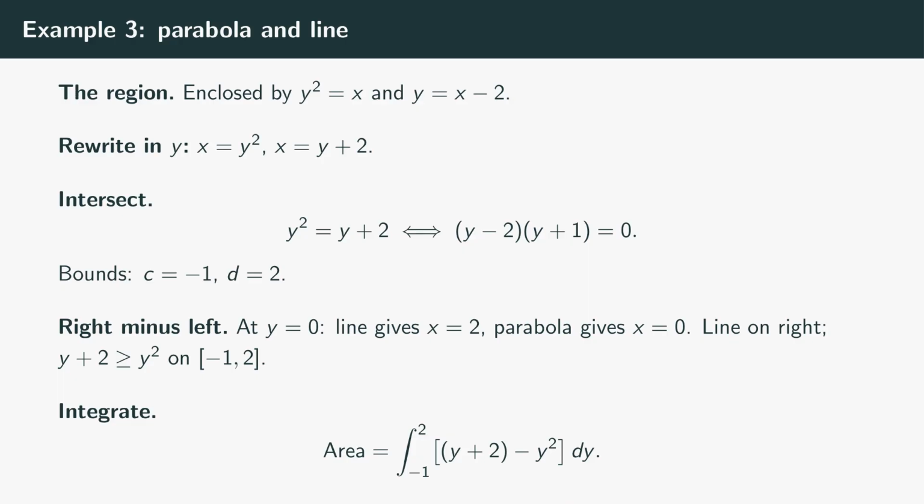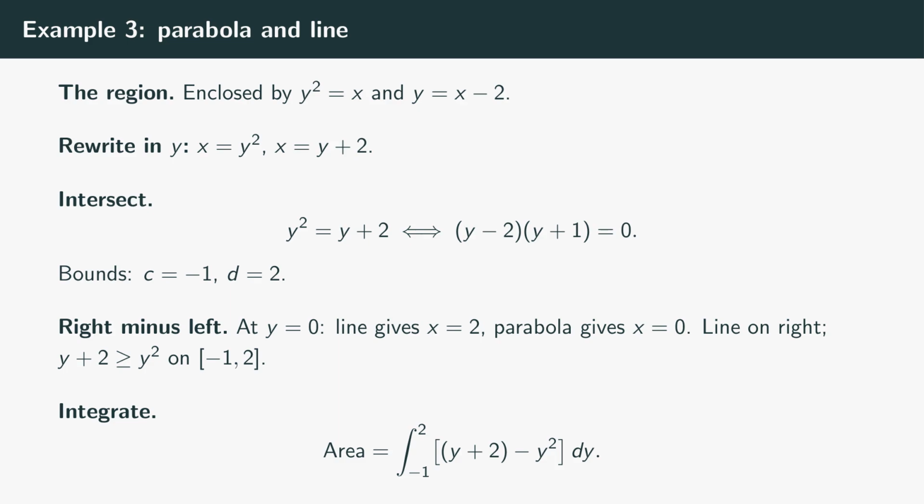Rewrite both as functions of y: x equals y squared for the parabola, x equals y plus 2 for the line. Find intersections by setting the x values equal: y squared equals y plus 2, rearranged to y squared minus y minus 2 equals 0. This factors as the quantity y minus 2 times the quantity y plus 1 equals 0. So the intersections are y equals -1 and y equals 2. These are the bottom and top of our region in the y direction.